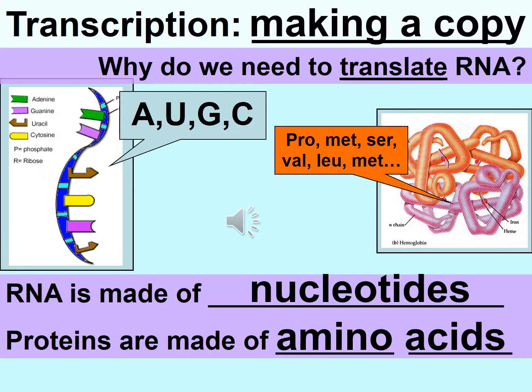So, transcription is making a copy. Why do we need to translate RNA? Well, RNA is made out of nucleotides, such as adenine, uracil, guanine, cytosine. And protein is made out of amino acids like proline, methionine, serine, valine, leucine, and methionine again. So they're two different languages or kinds of molecules. We've got nucleic acids that make up the RNA, and then we've got amino acids that make up protein. So we're talking about two very different types of molecules.